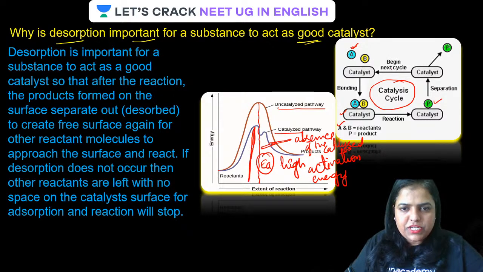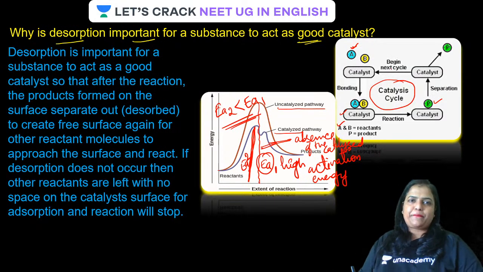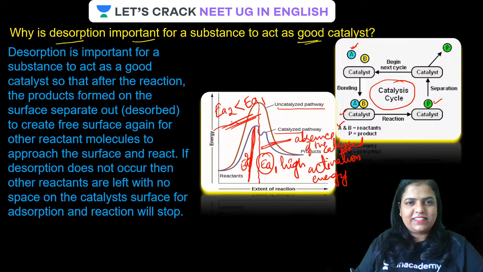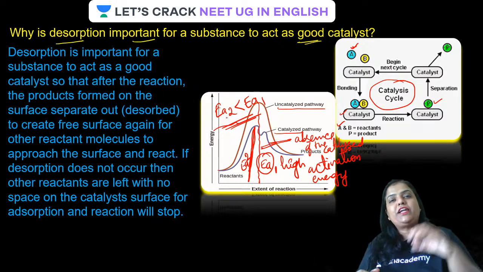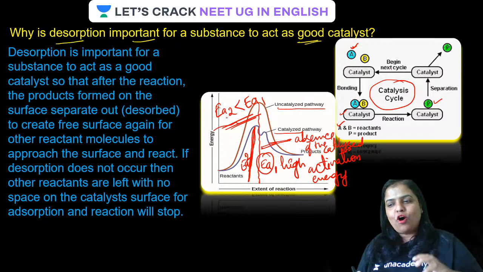You can see the activation energy. Suppose this is activation energy 1 and this is activation energy 2. Activation energy 2 is much less than activation energy 1. So in the presence of a catalyst, the activation energy gets decreased. And the less the activation energy, more and more reactant will pass through that energy barrier and will form the product.